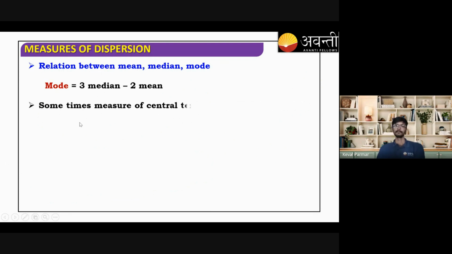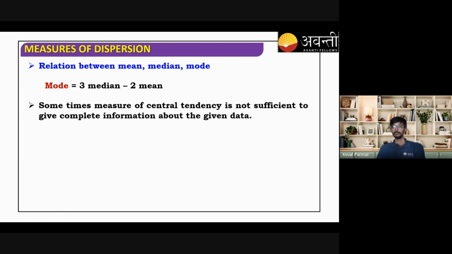What do we have next? Sometimes, I'm reading it first and then I'll explain. We'll read it together. What is written? Sometimes measure of central tendency is not sufficient to give complete information about the data. Obviously, guys, just measuring what is happening at the center is the work of central tendency, is the meaning of central tendency.